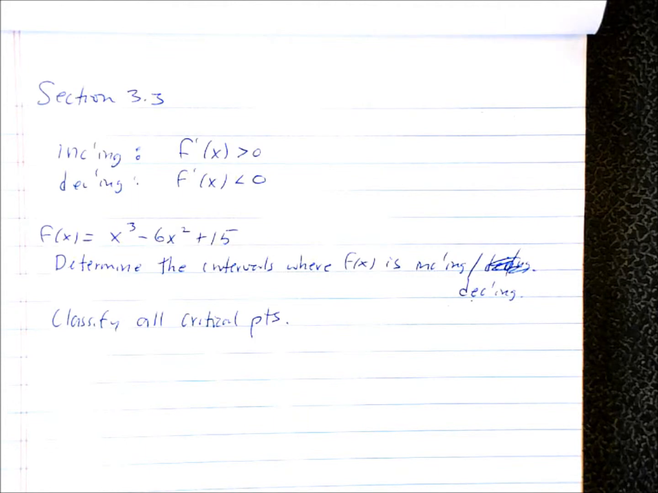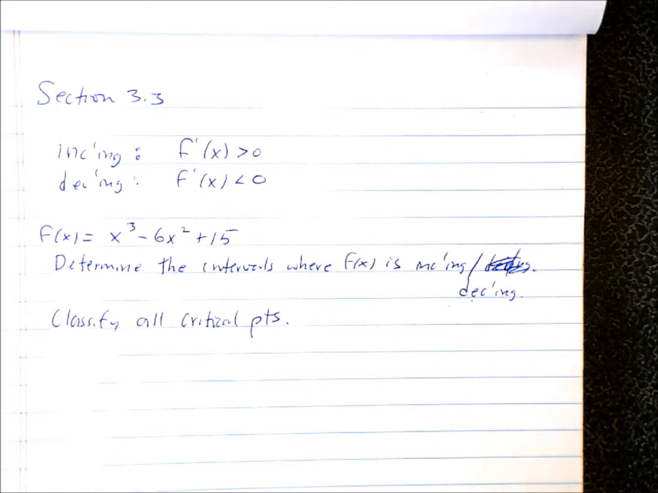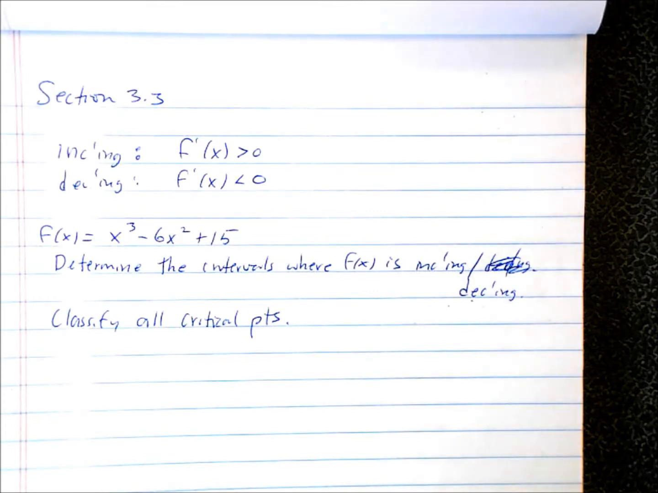Now, what do I mean by classify? Good question. Absolute, local. You need to tell me if it's a minimum or a maximum. At this point, the best we will be able to do is say relative minimum or relative maximum. We won't know if they're absolutes yet. The first derivative test, which is what we're going to use, only tells you about relative mins and relative maxes. We'll have another theorem later on that tells us about absolute.